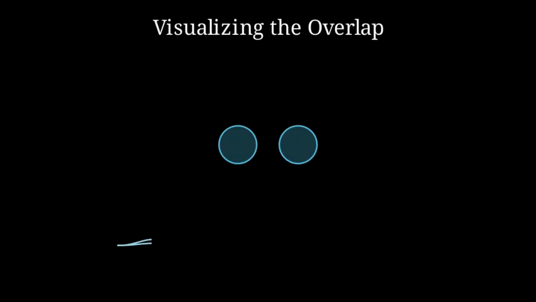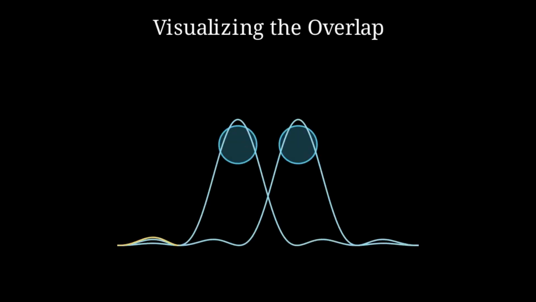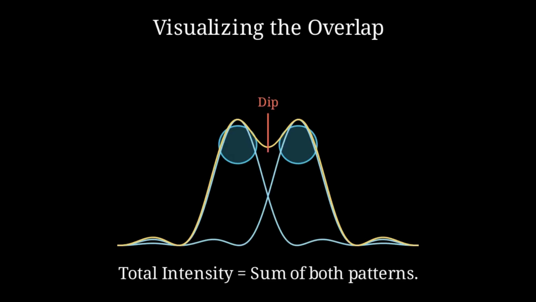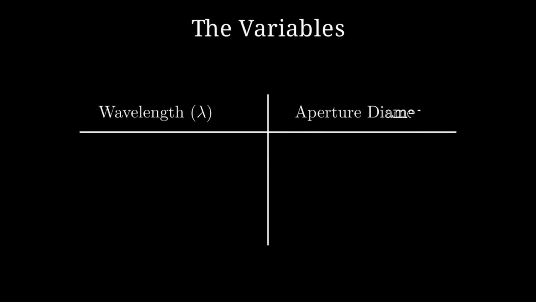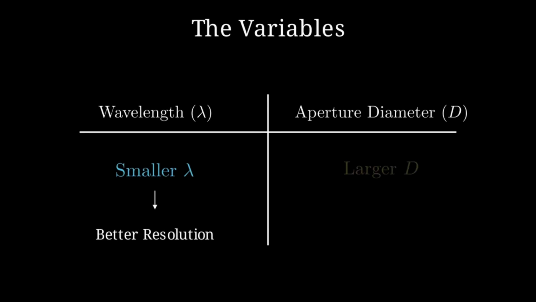When just resolved, there is a small dip in intensity between the two peaks. This dip allows our eyes or sensors to detect that there are two separate sources of light rather than one. To improve resolution, we can either use a shorter wavelength of light or a larger aperture. This is why powerful telescopes have massive mirrors, they need a large diameter to minimize diffraction effects.